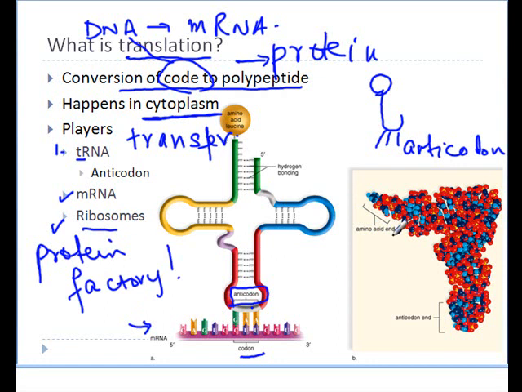Over here I want you to note down the actual structure of the tRNA, that it actually has an amino acid on one end and the anticodon on the other end. And these are all the different nucleotides that it is composed of. So this is more like the actual structure of the tRNA.